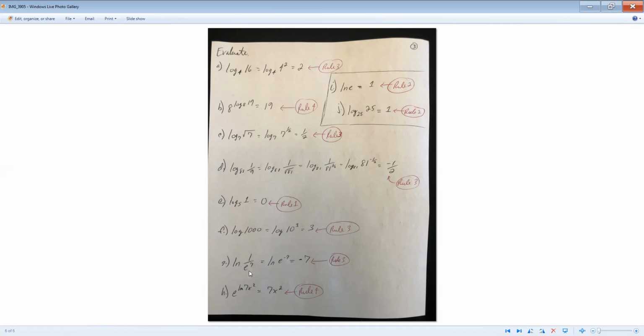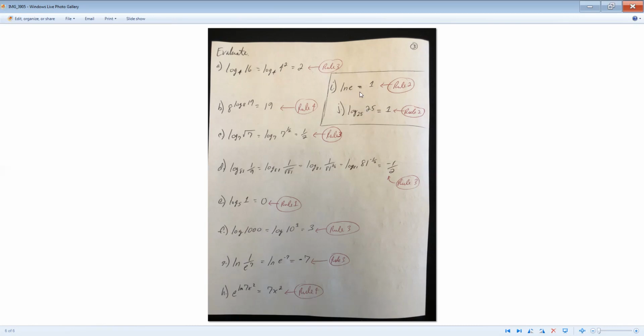Natural log of 1 over e to the 7. E is the key here. That natural log is base e. So that's natural log of e to the negative 7. And that cancels out, leaving you with just negative 7. E to the natural log of 7x squared. E and the natural log cancel, leaving you with just 7x squared.